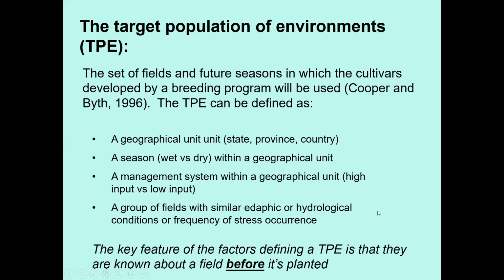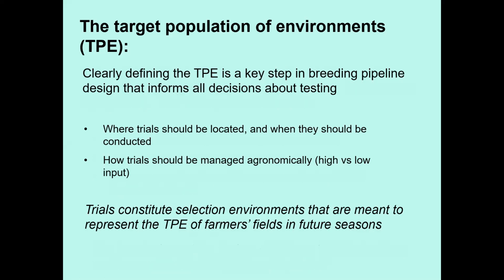The key feature of how you define your TPE is you have to be able to put a location into that TPE before you plant, right? You have to be able to say, okay, I know this field should be in this TPE. If the stress feature that's causing G by E can't be predicted before you plant at all, then you can't really use it to help you define or delineate the TPE.